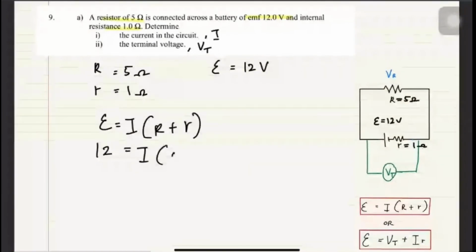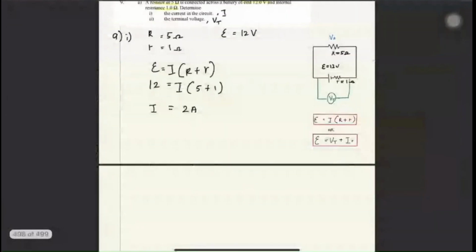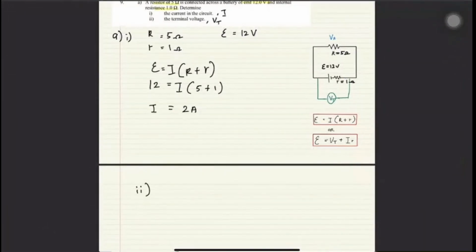A2, they want to find the terminal voltage. So how do we solve A2? Okay, you can use the second formula, or another way: if you remember I said the terminal voltage is equal to VR. So VR equals IR, because in one circuit the current is the same. So 2 multiplied by 5, I should get 10 volt.